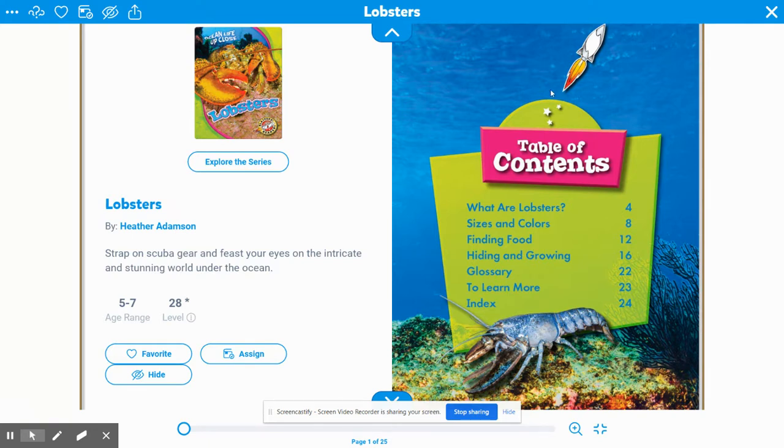Let's look at the first page. Table of contents. Well, that's a text feature. And this text feature gives us the different chapters and the page in which that chapter starts. So if I wanted to find out all about what lobsters eat, I would look at the different chapter titles. I can see that one of the chapters is titled Finding Food. That starts on page 12. So if I just wanted to learn about what lobsters eat, I would probably start on page number 12. Now, great job noticing your table of contents. Let's keep going.